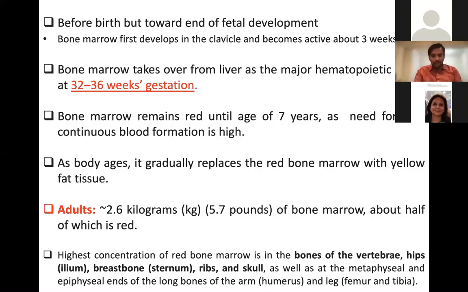In adults, we have about 2.6 kilograms of bone marrow, about half of which is red. Its highest concentration mainly occurs in the bones of the vertebrae, hips, breastbone, ribs and skull, and so on.